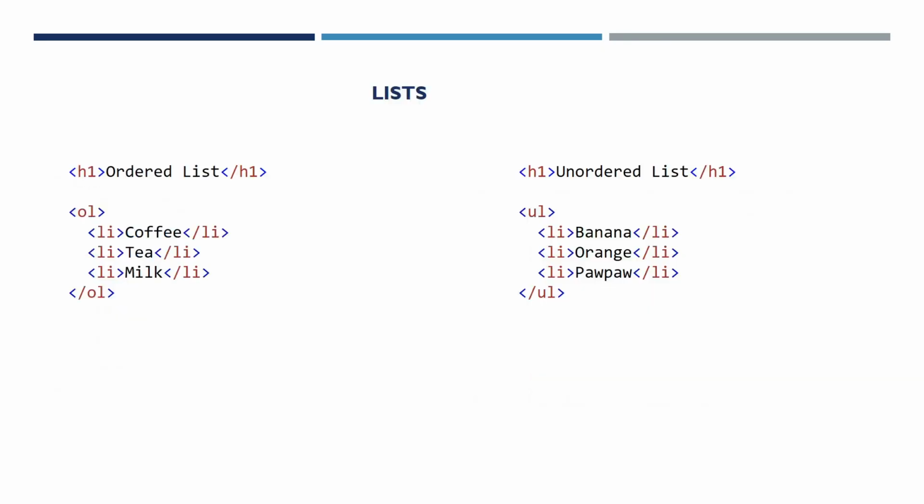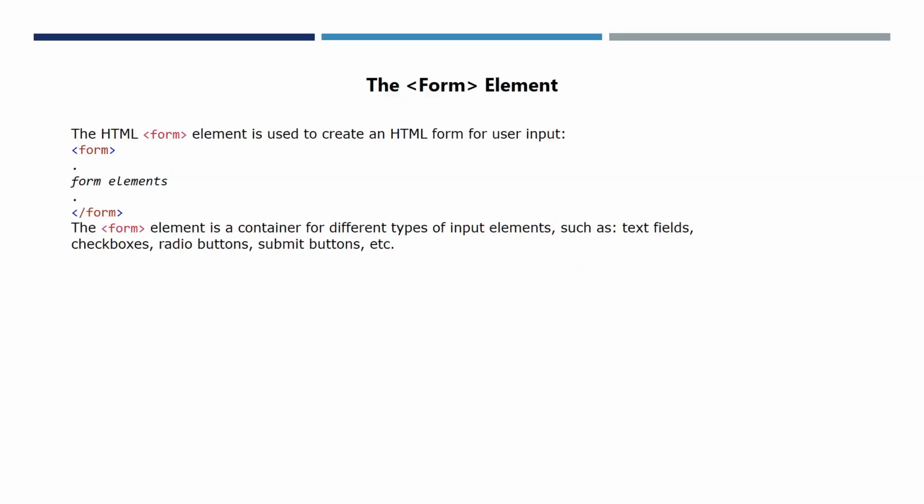Now in lists, we have two lists as I first stated. We have the ordered list and you have the unordered list. What does the ordered list do and what does the unordered list do? We are going to run the code and see the output ourselves. Then in the next, we are going to look at the form element.